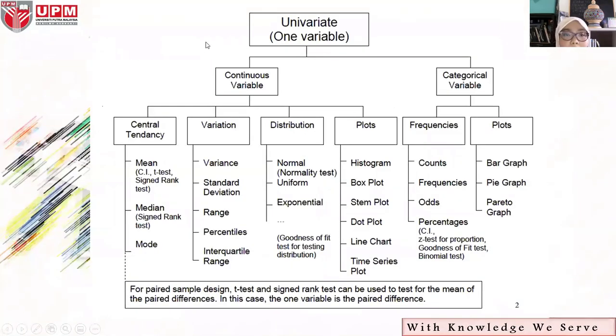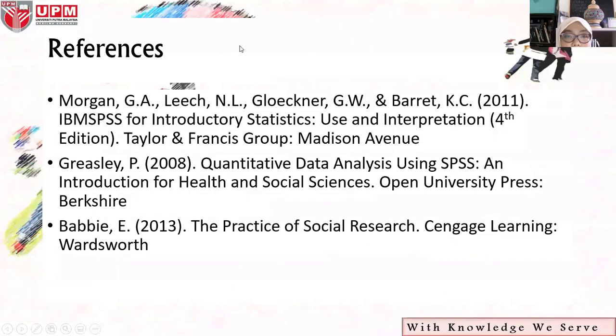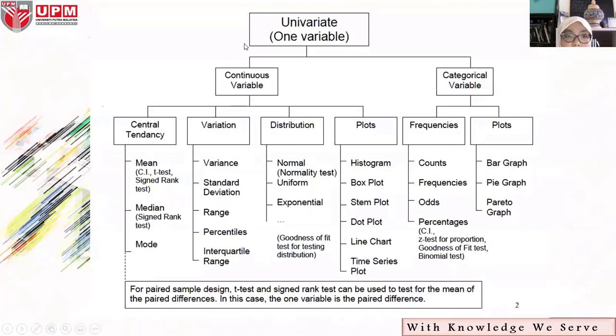These are examples of other types of univariate statistics. Central tendency, variance, distribution plots, frequency plots, and so on. So far, any questions?